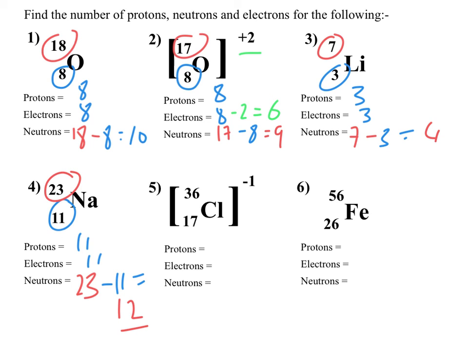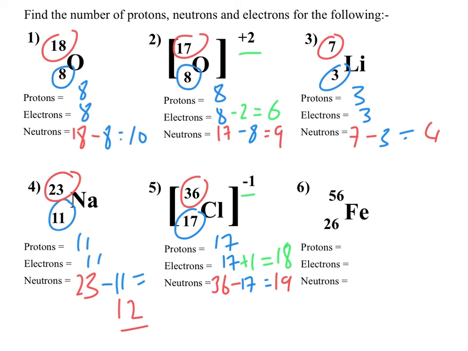The next one's an ion, because we've got the -1 charge, so we know it's an ion, which makes it slightly harder. We've got 17 protons. If we've got a -1 charge, that means it's gained an electron. So here we're going to take the 17 and add the 1. That'll give us a value of 18 for our electrons. And then in terms of neutrons, again, the same process applies. We're doing 36, take away 17, and that gives us a value of 19.